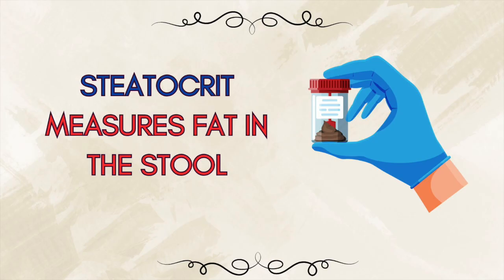So also, we assess fat absorption that's related to the pancreas. What is that? To put it simply, if your stool is greasy and it floats, then you may have a problem with fat absorption. And it's evaluated using a marker called Steatocrit. So when Steatocrit is elevated, it signals issues with bile acid absorption or with pancreatic dysfunction.